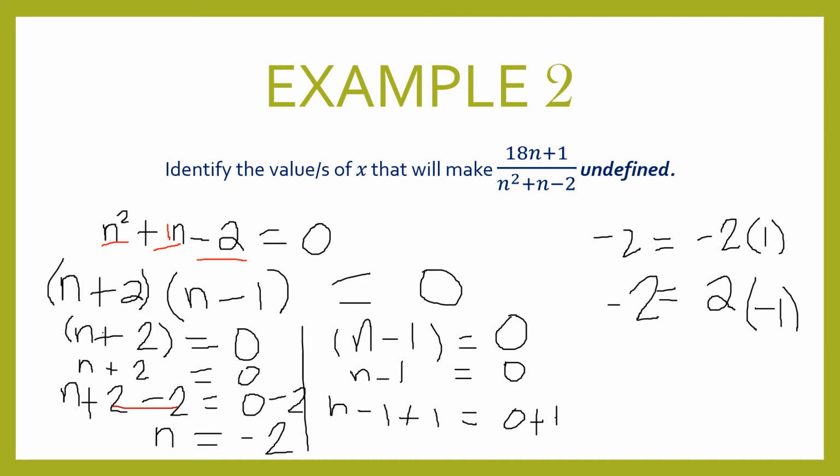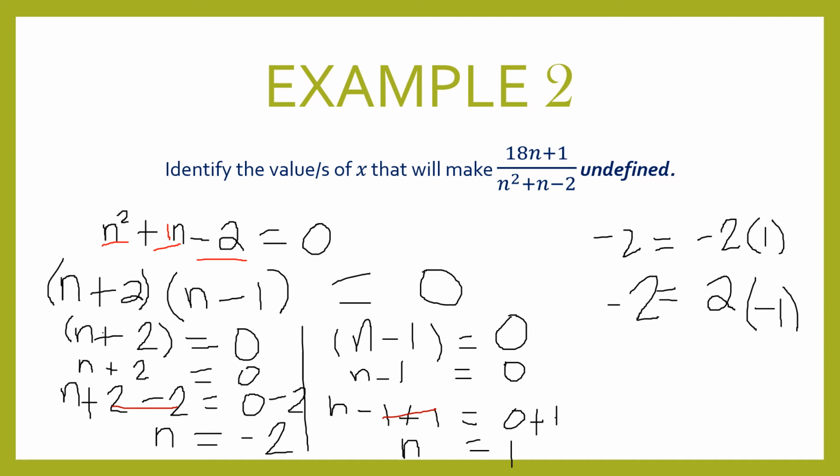Now, simplify. So, simplify the left side of the equation. Negative 1 plus 1, that is equal to 0. So, cancel out. Ang natira is n. N is equal to 0 plus 1, that is equal to 1.